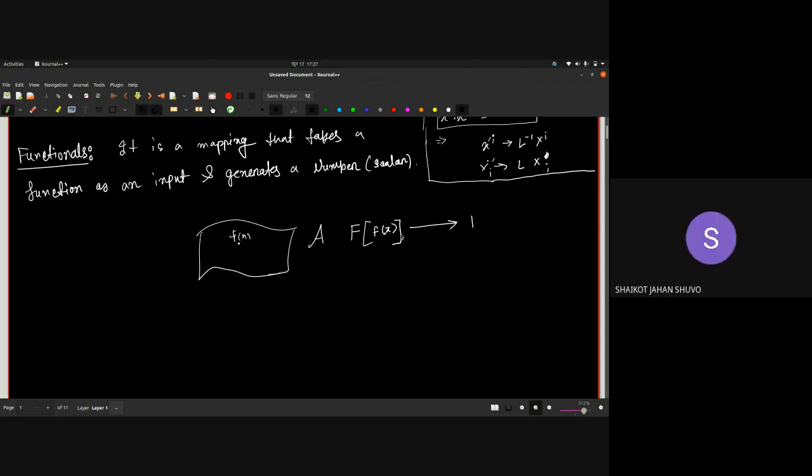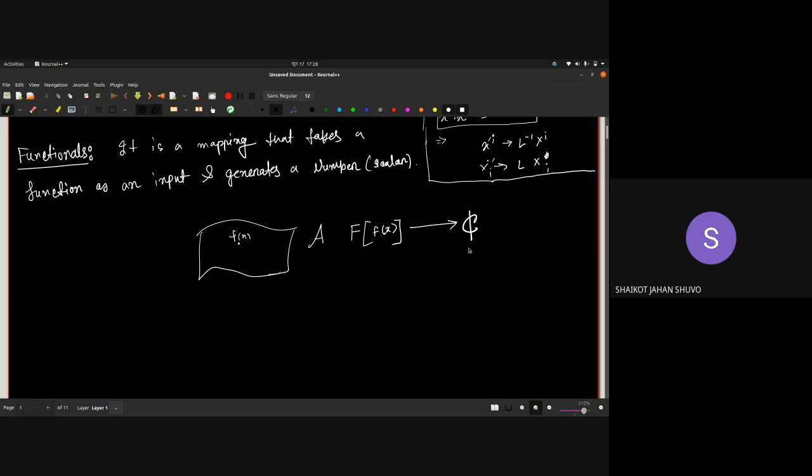Yeah, so as I was saying, what your functional does is that it takes a function and it maps the function to a real number or a complex number. So in general, you can just write it maps the function to a complex number, any complex number. So this is some sort of a physicist type of definition of a functional.